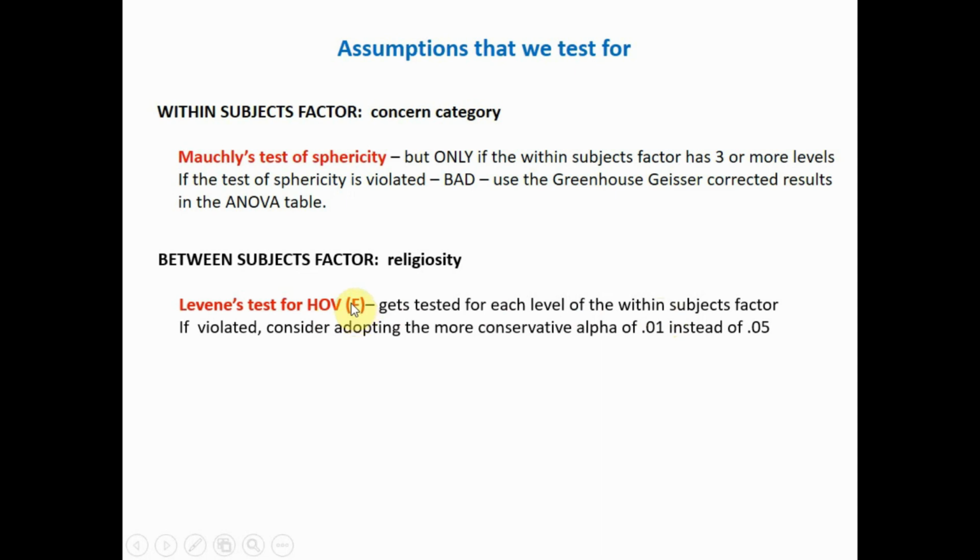So if you're looking at the effect of religiosity, but just for work, you're going to get a Levene's test for that. And then you're going to look at religiosity, and we're going to ask ourselves, do we have homogeneity of variance for religiosity, but just for relationships? We're going to get another F value. And we're kind of hoping that none of these tests prove to be significant, none of the Levene's tests, because, again, it means we've got a violation.